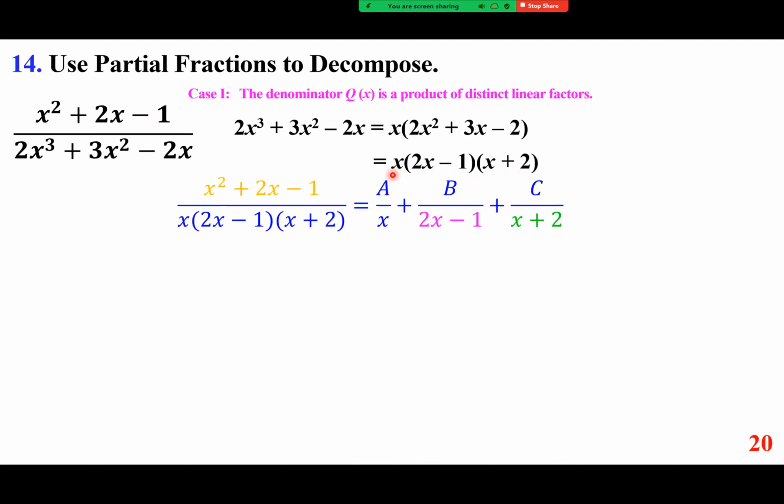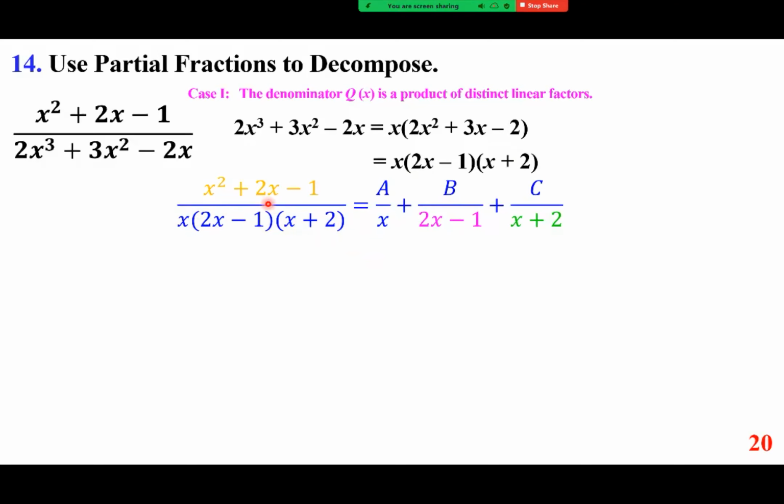So a over x, b over 2x minus 1, c over x plus 2, because they're all linear. That means the degree is 1, and they're not being repeated. Then what do we do? We are going to get rid of the fraction. We're going to multiply both sides by the LCD, which is x times 2x minus 1 times x plus 2.